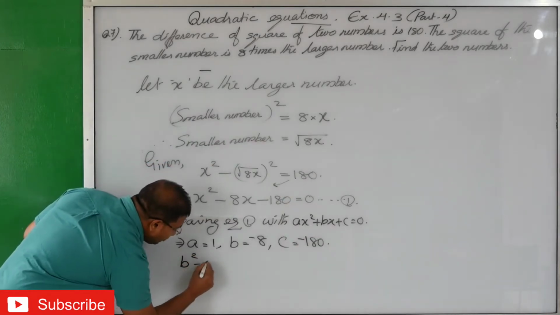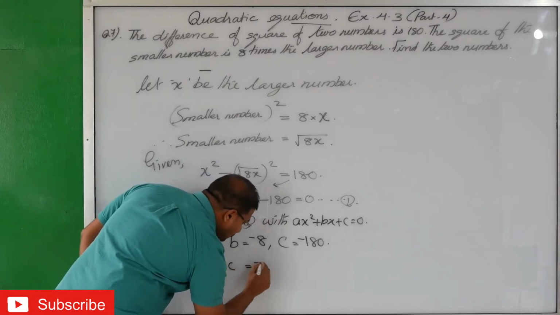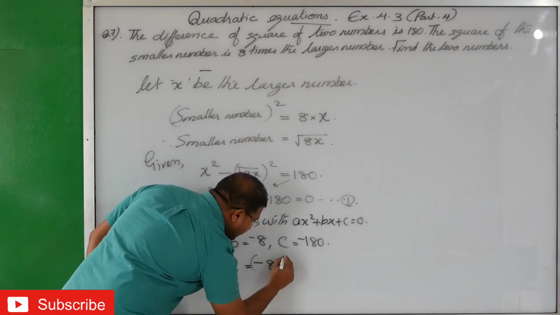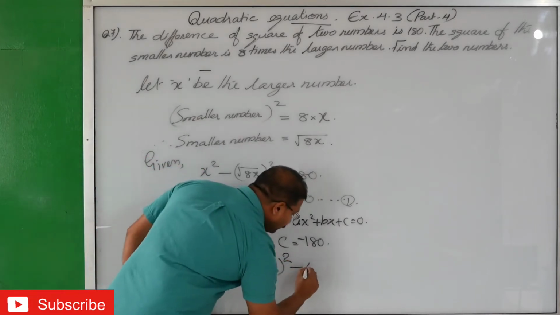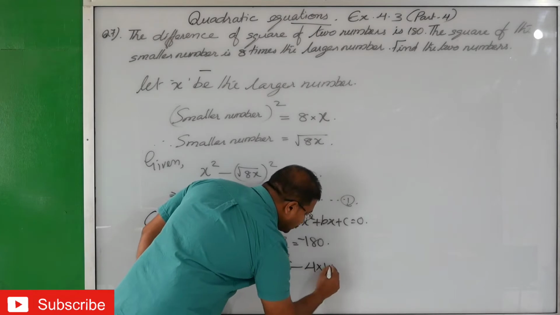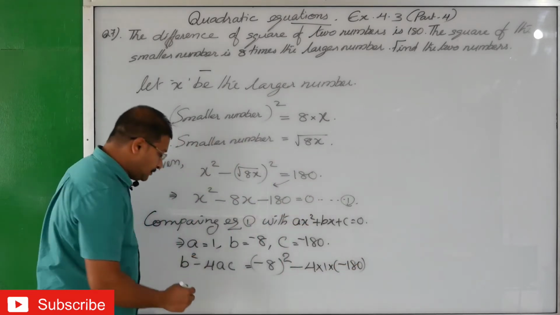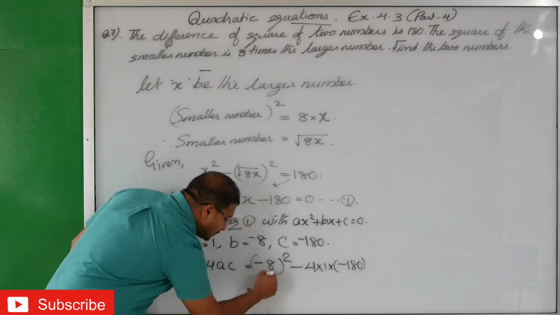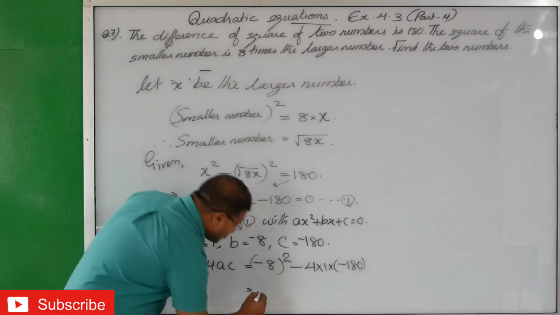b square minus 4ac equals, b is minus 8. That means minus 8 square minus 4ac. 4 into a is 1, into c is minus 180. Put in bracket. Equals square of minus 8 will be plus, 8 8s are 64.